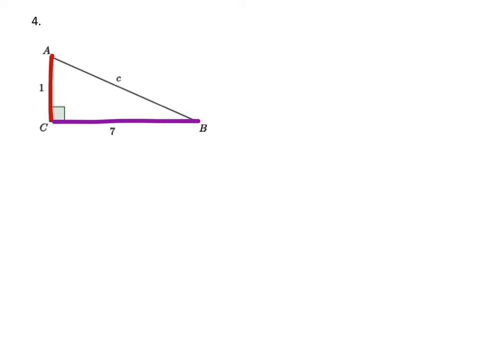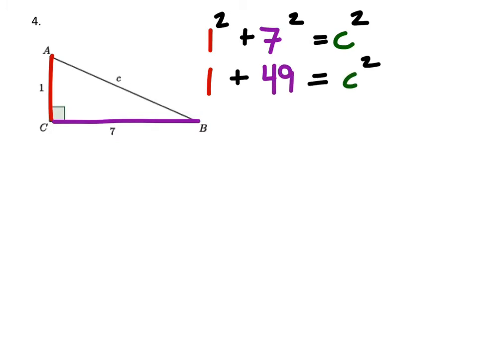Alright, that red one and the purple one are legs, so their lengths are 1 and 7. If I square those, then add those squares, then I should get the hypotenuse squared. So solving this, 1 to the power of 2 is 1 times 1, which is 1. 7 to the power of 2 is 7 times 7, which is 49. So if I wanted the hypotenuse squared, I would add these two together. 1 plus 49 is 50.